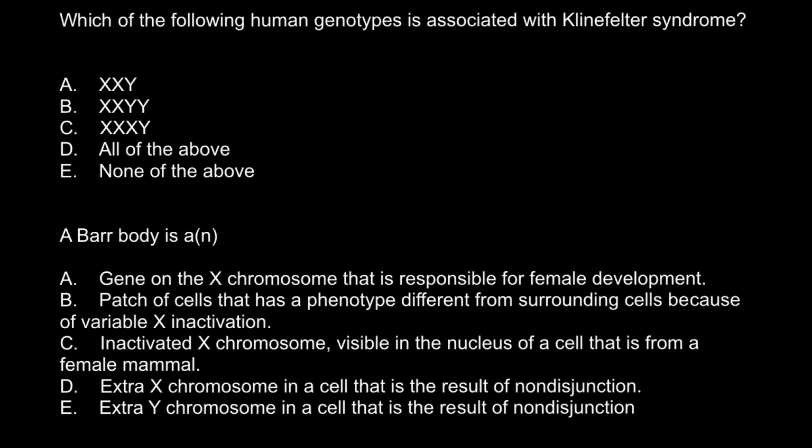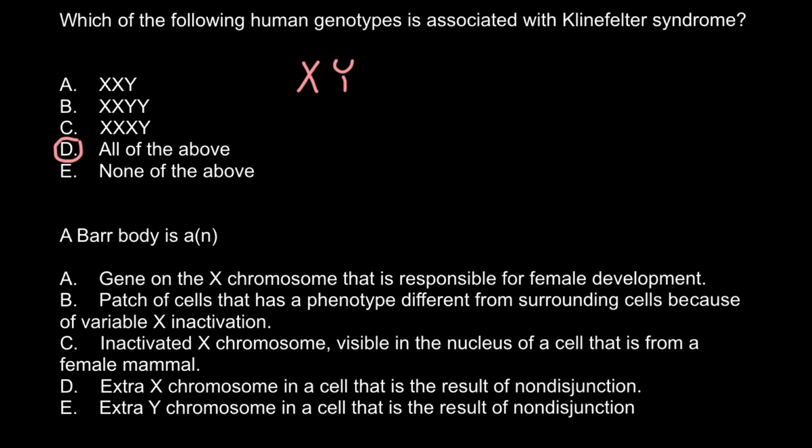And actually, the correct answer here would be answer D. All of the above genotypes mean Klinefelter syndrome. So what is Klinefelter syndrome? This is when a male has extra X chromosomes. The normal number of X chromosomes in males is 1, so the normal genotype of the male would be XY.